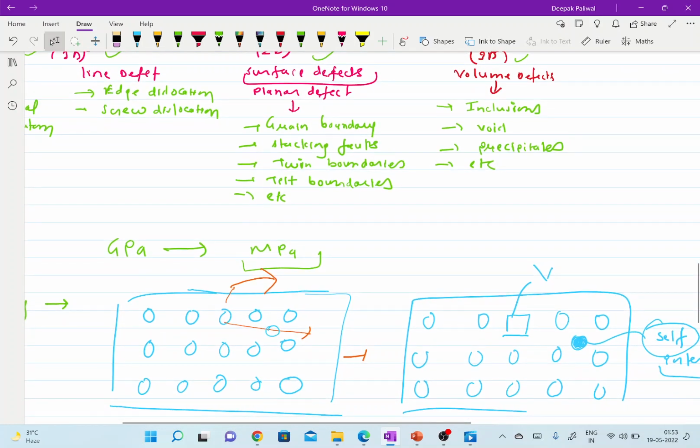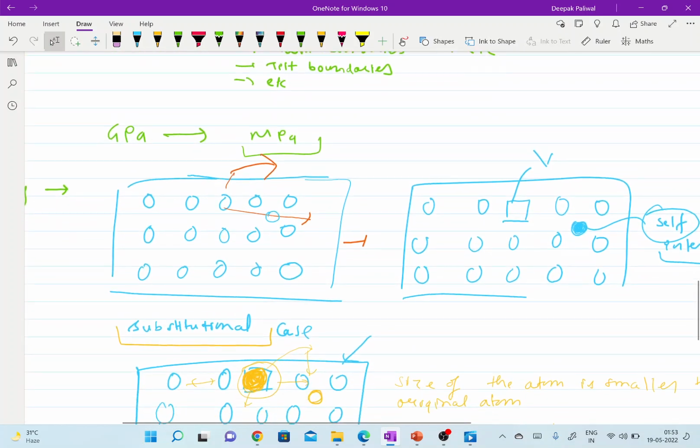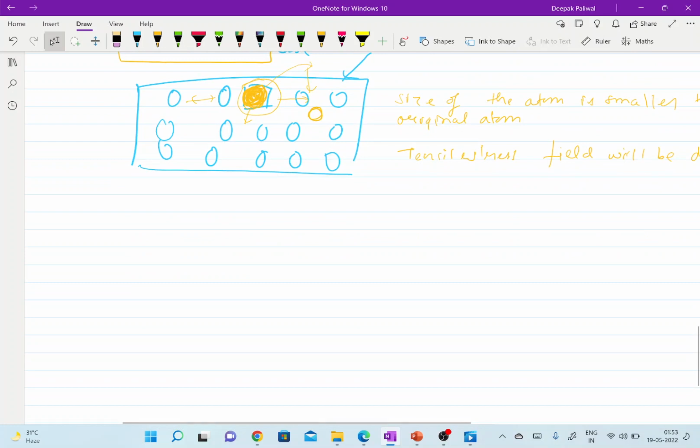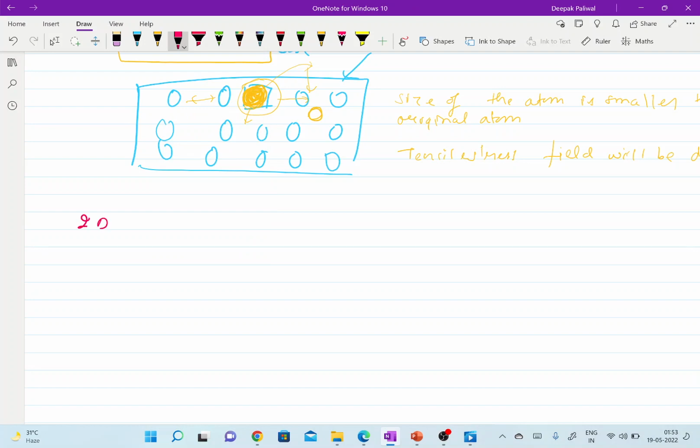Before that, let us come to the 2D defects, when we talk about the grain boundary, twin boundary and stacking faults. So we are talking about the 2D defects. First one is the grain boundary. So first, what is the grain boundary?